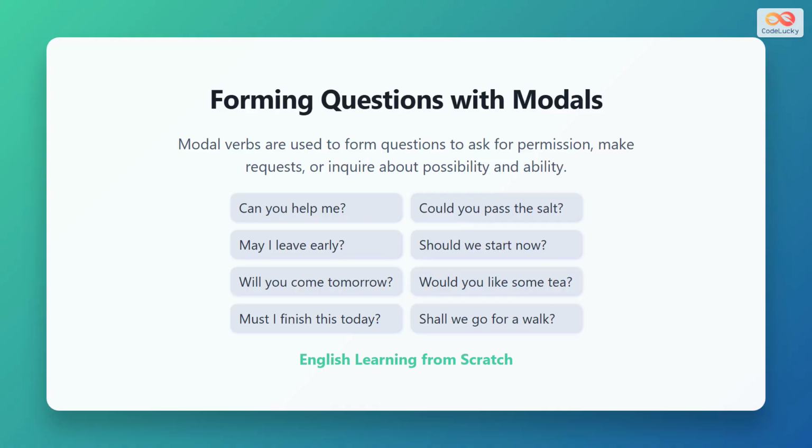To form questions with modal verbs, place the modal before the subject followed by the base form of the main verb. For example, can you help me? Could you pass the salt? May I leave early? This structure works for all modal verbs when asking questions.